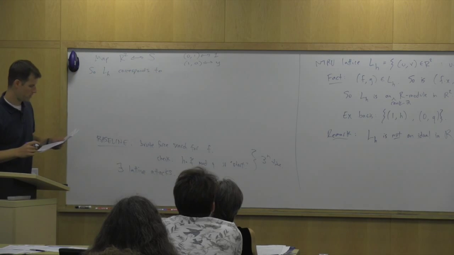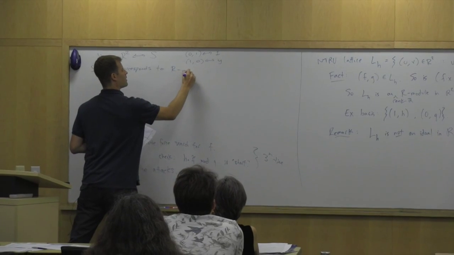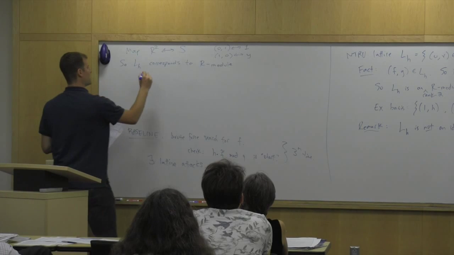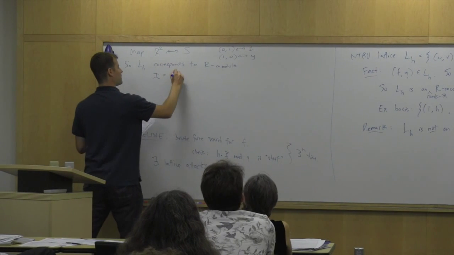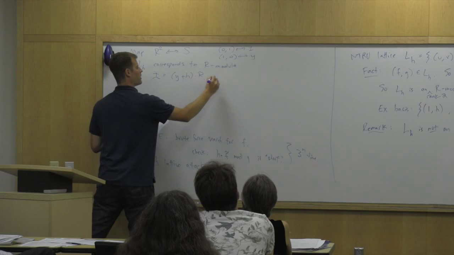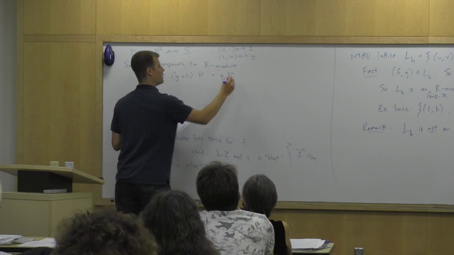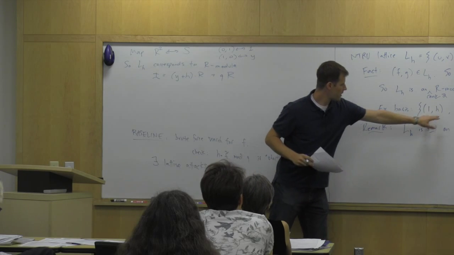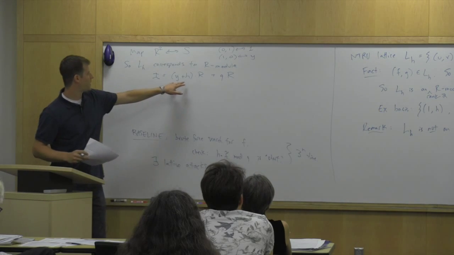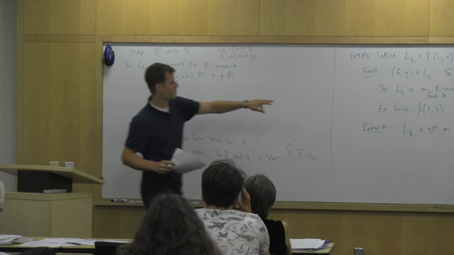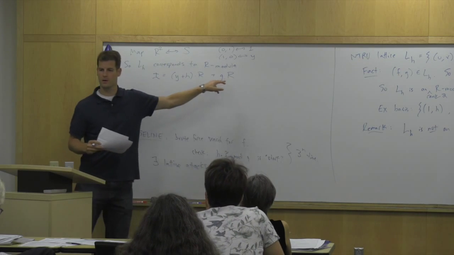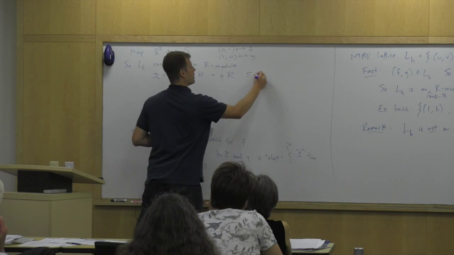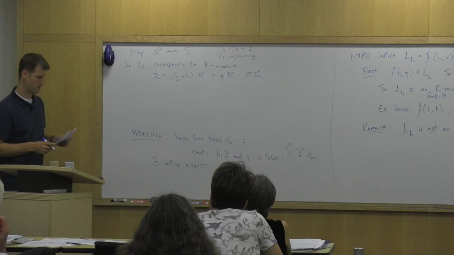So L sub H now corresponds to the following R module. It was an R module before, it'll still be an R module now, and I'll call it I. This is now Y plus H times R plus Q. So what we've done is taken this basis, 1 comma H, and that corresponds to Y plus H, and likewise 0, Q still corresponds to Q. So this is an R module, but it now lives in S.